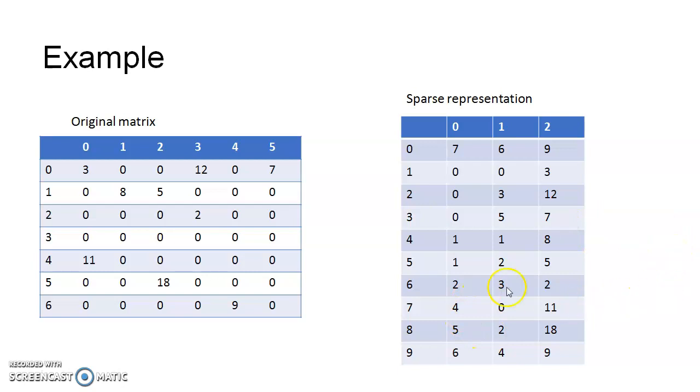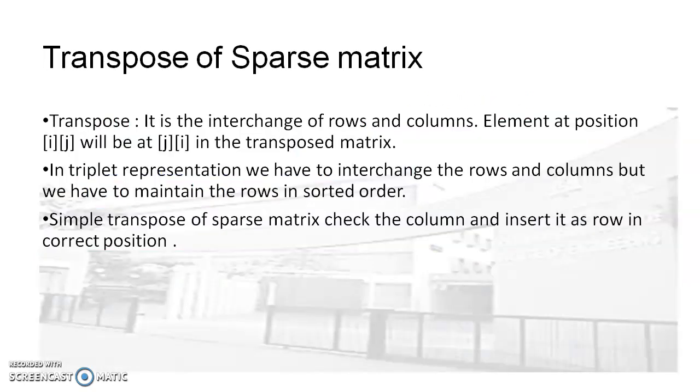The common operations which are performed on a matrix include the transpose operation. Now let's see what we mean by a transpose operation. A transpose is an interchange of rows and columns. The element at the position ij will be at position ji in the transposed matrix.